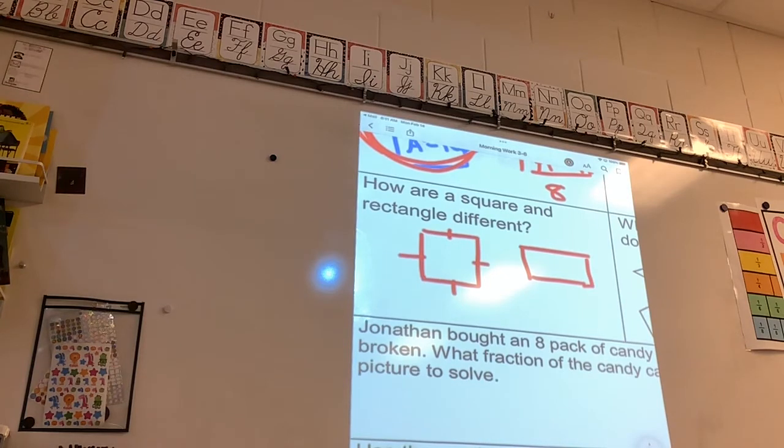Yes, sir. What about the corners? The corners are the same because you will need these square corners, the right angles, on both shapes. And then you also have 4 corners on both shapes. Okay, so the corners will be the same on both. It's just the side lengths.